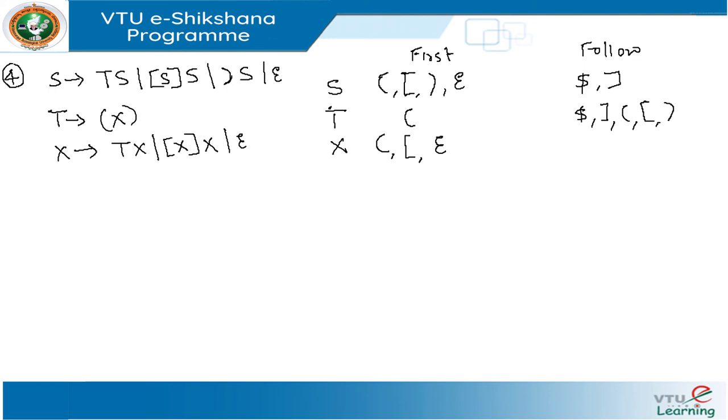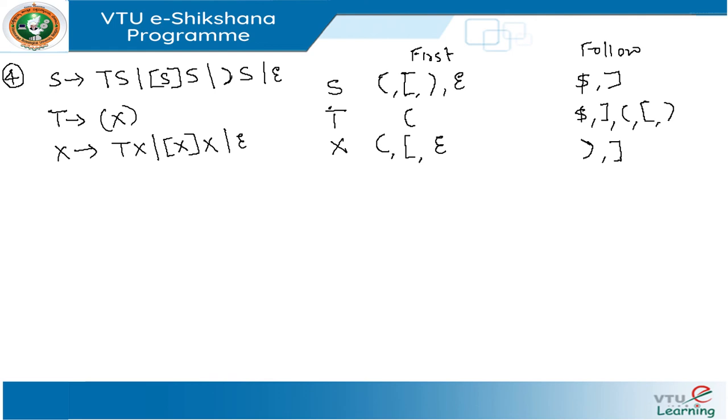So now coming to follow set of X. On the right hand side, the non-terminal X is present in the second production. So closing parenthesis is following X. So closing parenthesis is present in follow of X. If we consider the next production, then closing square bracket is following X. Hence closing square bracket is present in follow of X. So now we have constructed the first and follow sets.